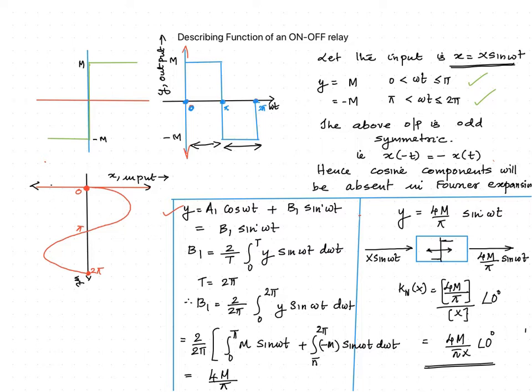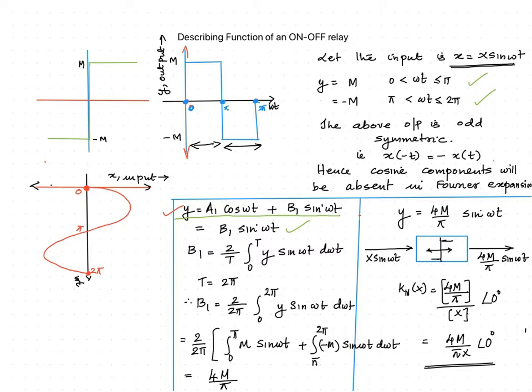The above output seems to be odd symmetric, that is, x of minus t is equal to minus x of t. Hence, cosine components will be totally absent in the Fourier series expansion. By the Fourier series expansion, the output y can be written as a1 cos omega t plus b1 sin omega t. The average component and higher harmonics are neglected because the describing function is a harmonic linearization approach. Also, since the output is odd symmetric with respect to the y-axis, the cosine component is absent. Hence, y can be reduced to b1 sin omega t.